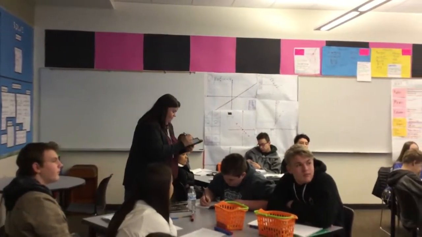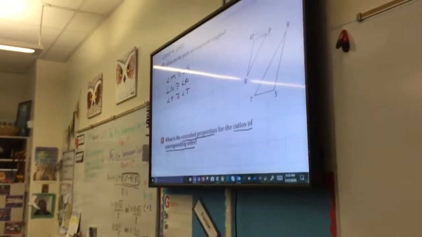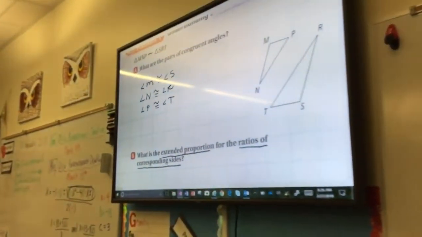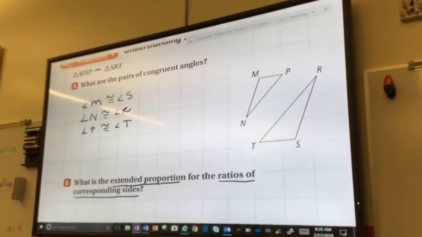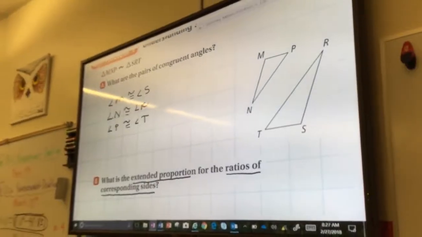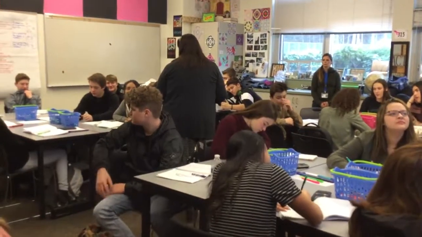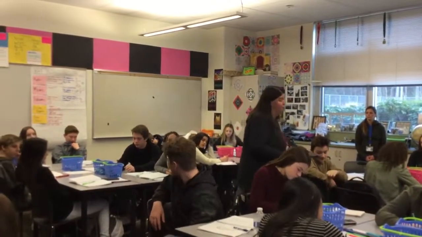It wants to know the extended proportion for the ratios of corresponding sides. What does that even mean? An extended proportion. What's a proportion? That's part of it, I guess. Yeah, it's definitely part of an extended proportion. What were you going to say, Chelsea? Yeah, a comparison of two somethings.